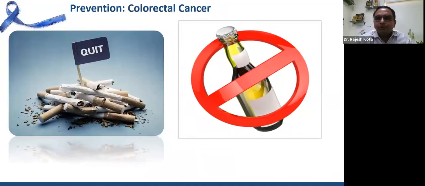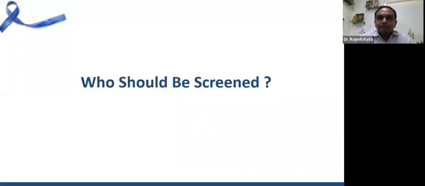Smoking, absolute no, because smoking or use of tobacco, not just colon or rectal cancers, can cause around 15 to 16 different types of cancers. So smoking is a big no. Alcohol, in conjunction with smoking, has a synergistic activity for people to get cancers. So both together cause around 20 different types of cancers. So quit smoking and limit your alcohol usage.